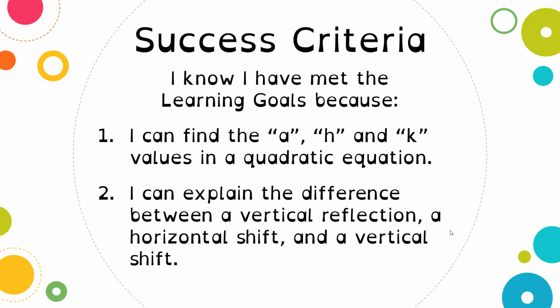You know you've met the learning goals because you can find the A, H, and K values in a quadratic equation. You know where they are, and you can explain the difference between a vertical reflection, a horizontal shift, and a vertical shift. Again, it's okay if that doesn't make any sense to you now, but at the end of the class, those are the things that need to make sense. And if they don't make sense by the end of the class, then we need to go back and look at things again.